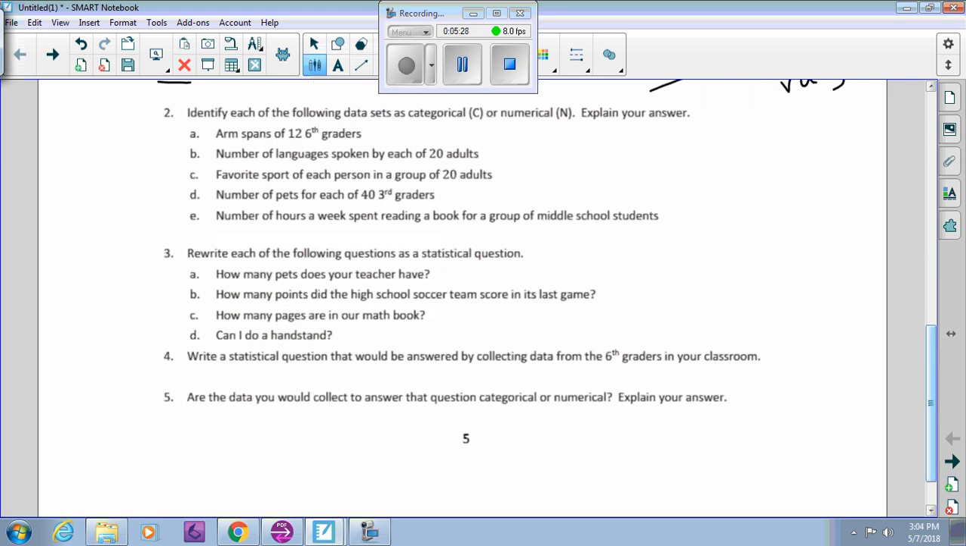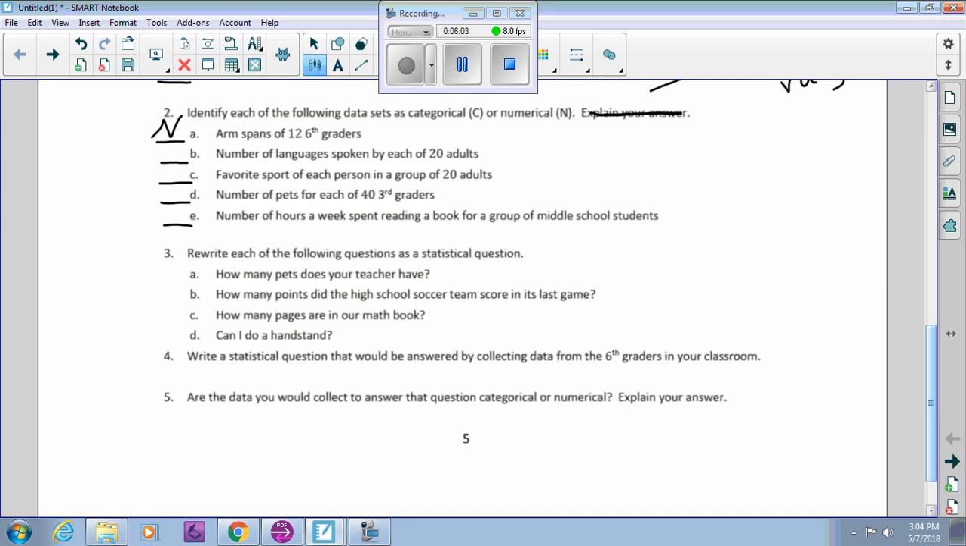Identify each of the following data sets as categorical or numerical. So again, it's numerical if it can be answered with a number that represents a quantity, or categorical if you can answer it with a name or something like that. So arm spans, that means the distance from the ends of the fingers on one arm to the ends of the fingers on your other arm, if you were to extend your arms out straight to the side. So that would be a numerical value. And I told most of the classes you do not need to explain your answer.